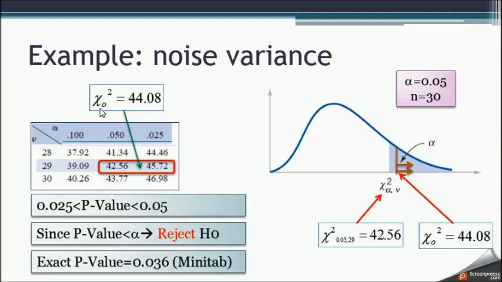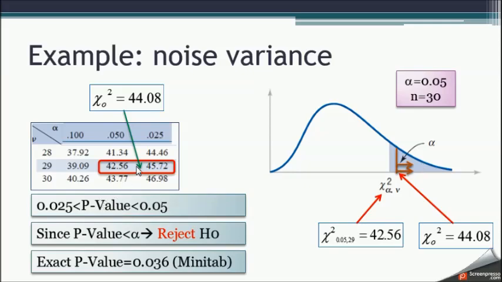Now we have the chi-naught square to be approximately 44. We are going to find between which two values the 44 lies. The 44 lies between these two values: 42.56 and 45.72. Because this is a one-sided test, the p-value will be the area under the curve to the right only. So the p-value is the area under the curve to the right of 44.08, from this brown line until positive infinity.